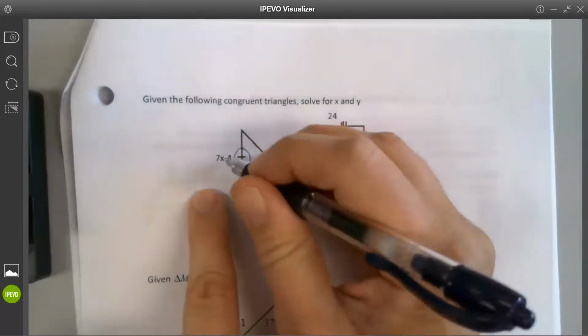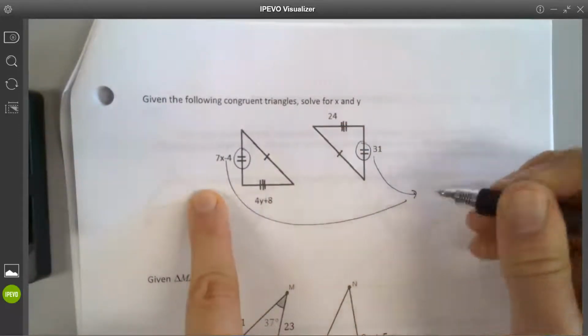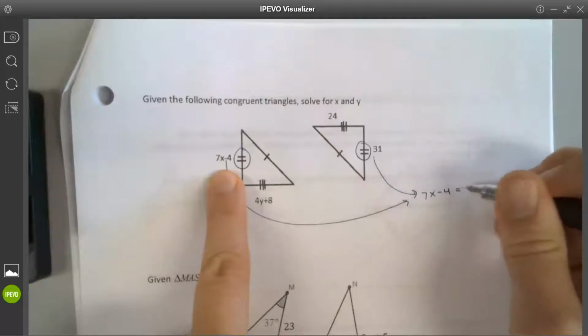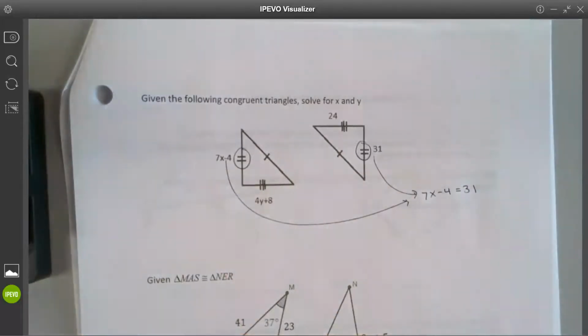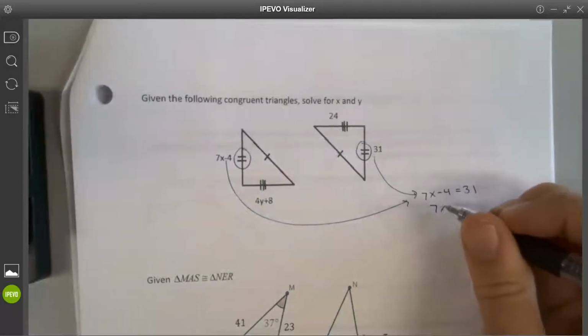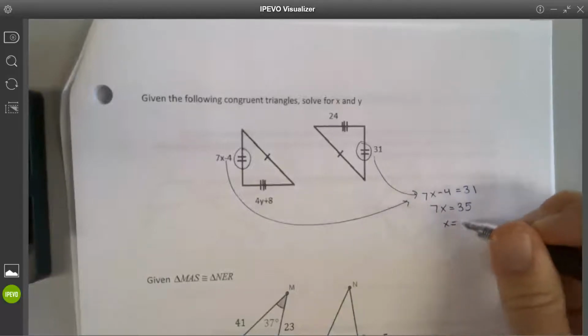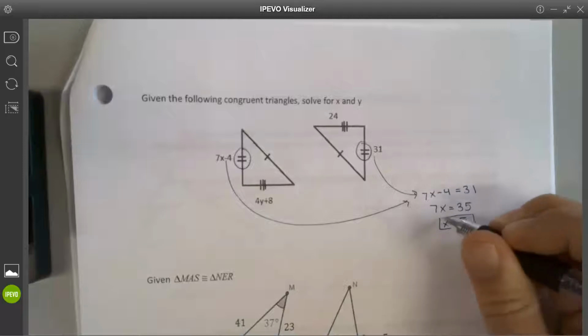So that's how I can set up my equations for this one, is saying, okay, well, 7x minus 4 matches the side that's 31. There's one equation to solve for x. So then I know 7x equals 35 and x equals 5.